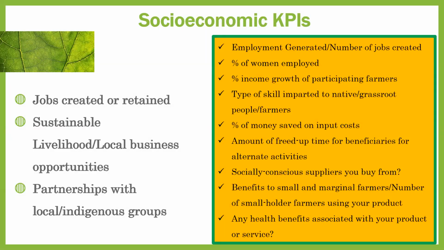Now, coming to the socio-economic KPIs, as the name itself indicates, these are related to the outcomes you are creating for the society to develop a just and equitable economy. So there are certain parameters, they can be around sustainable livelihoods or local business opportunities, the jobs that are being created through your business ventures, the groups, associations, and partnerships you are developing with indigenous groups, say the tribals or the farmer groups or the women. So your indicators can narrow down to, say, percentage of women employed, percentage income growth of participating farmers.